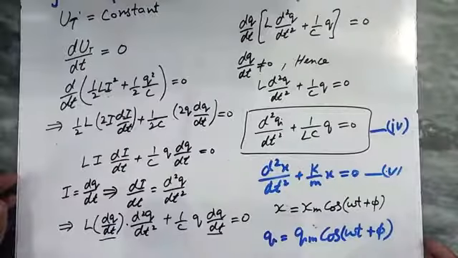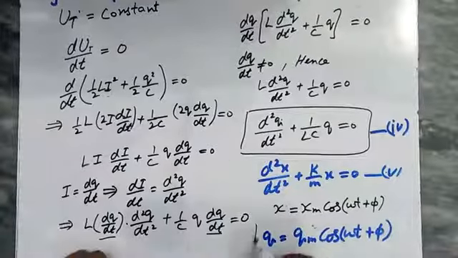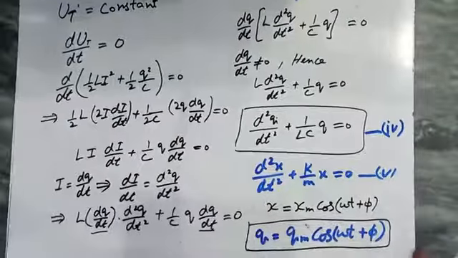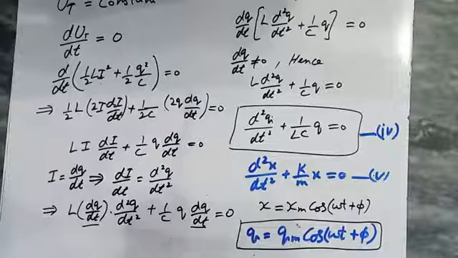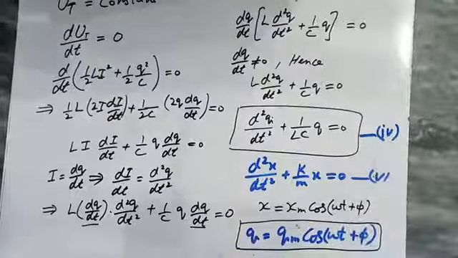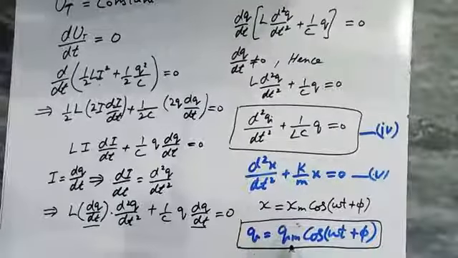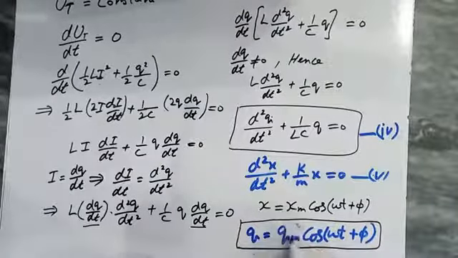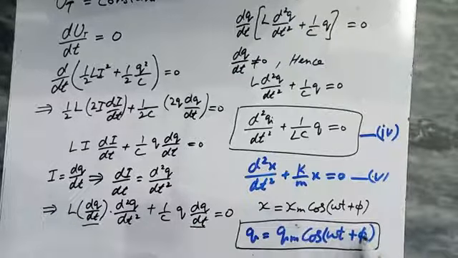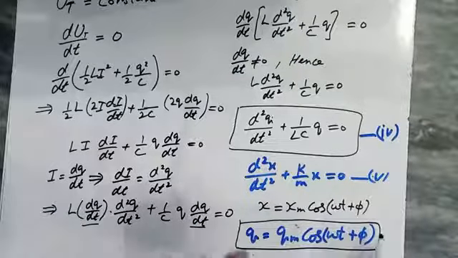So this is a solution of our system, that is for electromagnetic oscillations. This is a solution of equation 4. In this equation, this term Qm is the maximum amount of charge stored on the plates of the capacitor, and omega is the frequency of electromagnetic oscillations, and phi is named as initial phase.